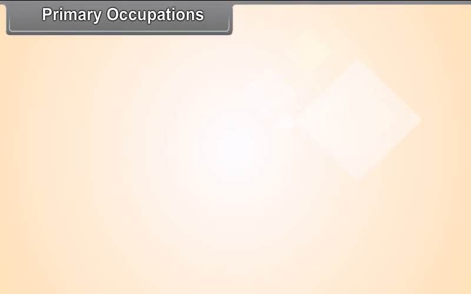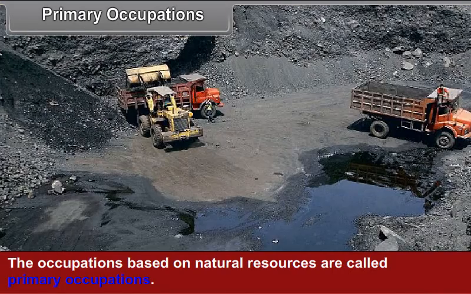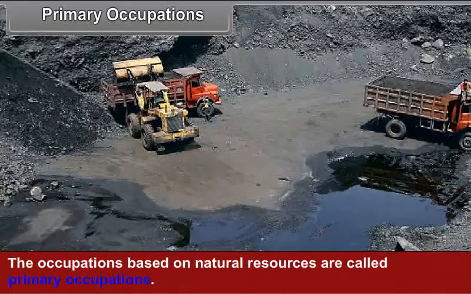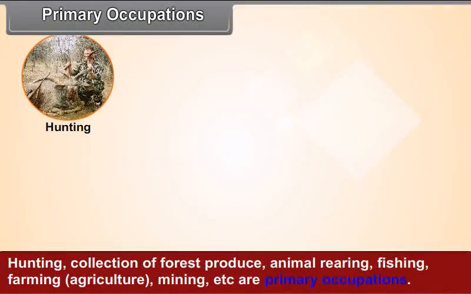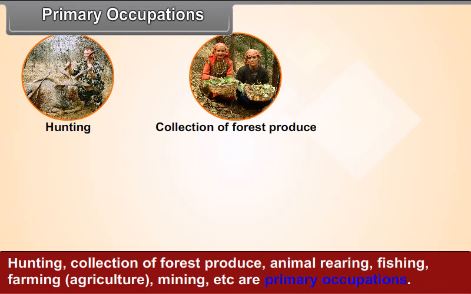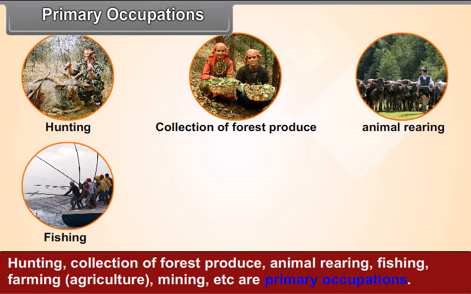Primary occupations. The occupations based on natural resources are called primary occupations. Hunting, collection of forest produce, animal rearing, fishing, farming, that is agriculture, mining, etc. are primary occupations.